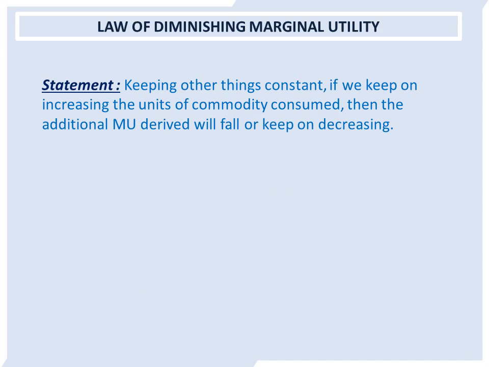Now we come on to the topic, that is the law of DMU, that is the law of diminishing marginal utility. That's a very important topic and you can get it for 3 marks, 4 marks or 5 marks. So what does the law state? The statement says that keeping other things constant, if we keep on increasing the units of a commodity consumed, then the additional MU derived will keep on decreasing.